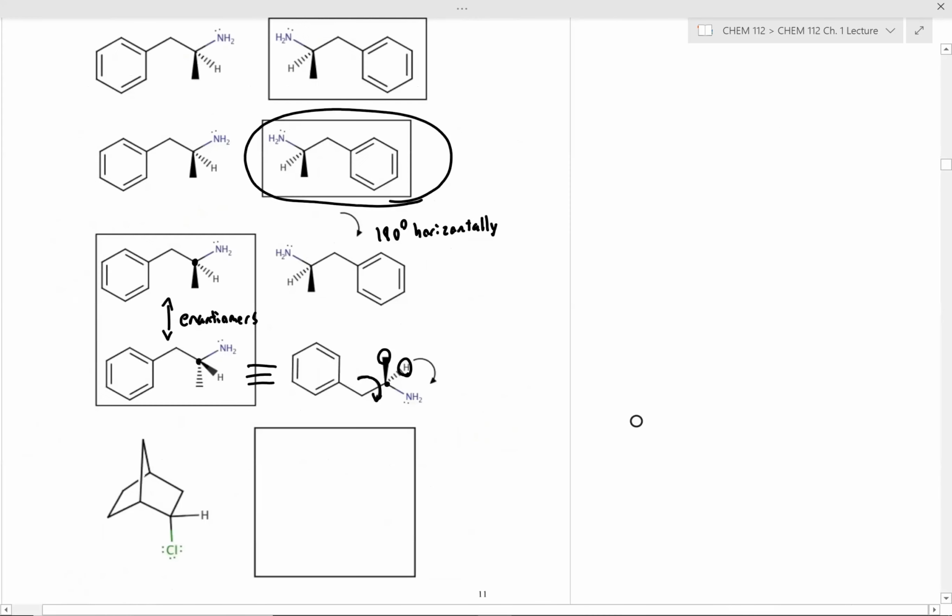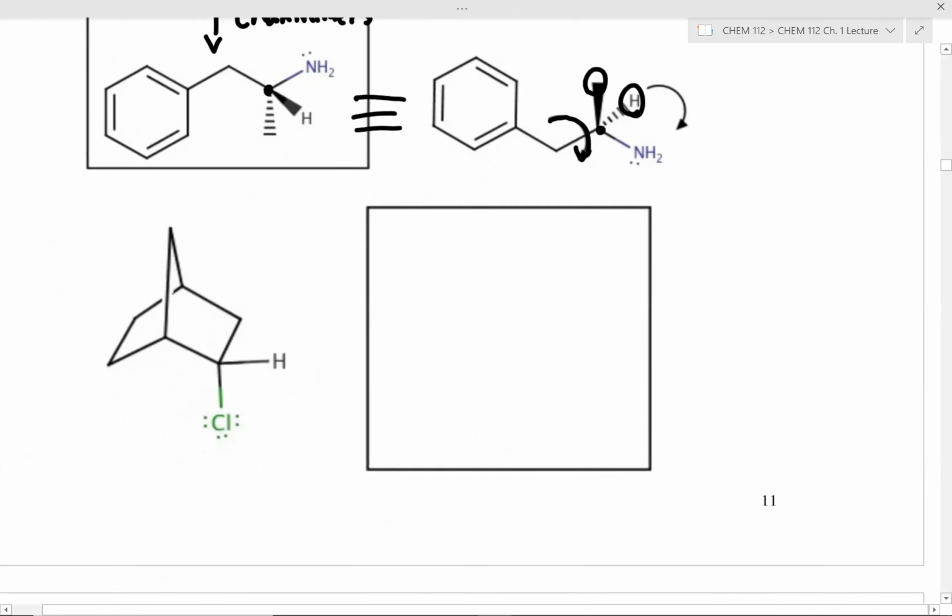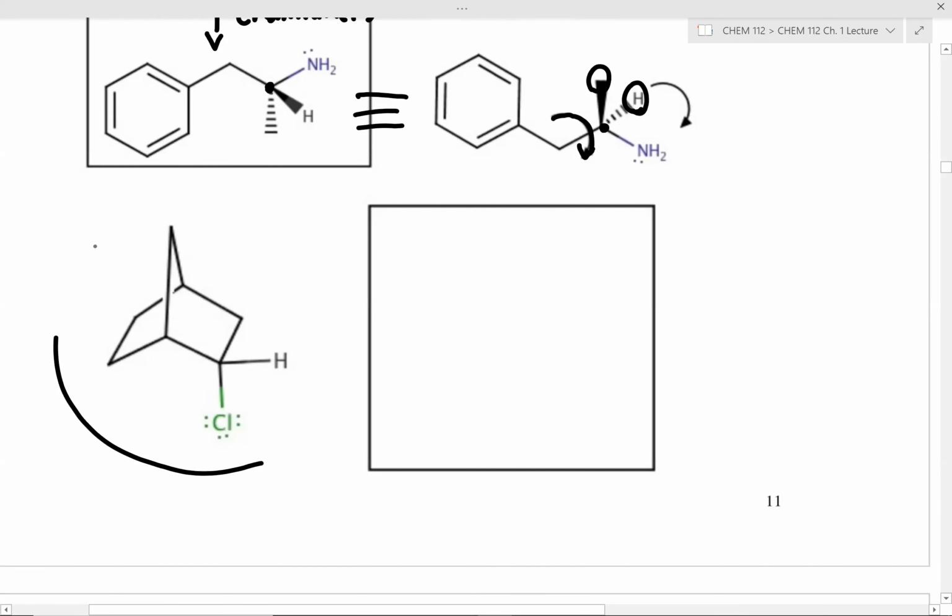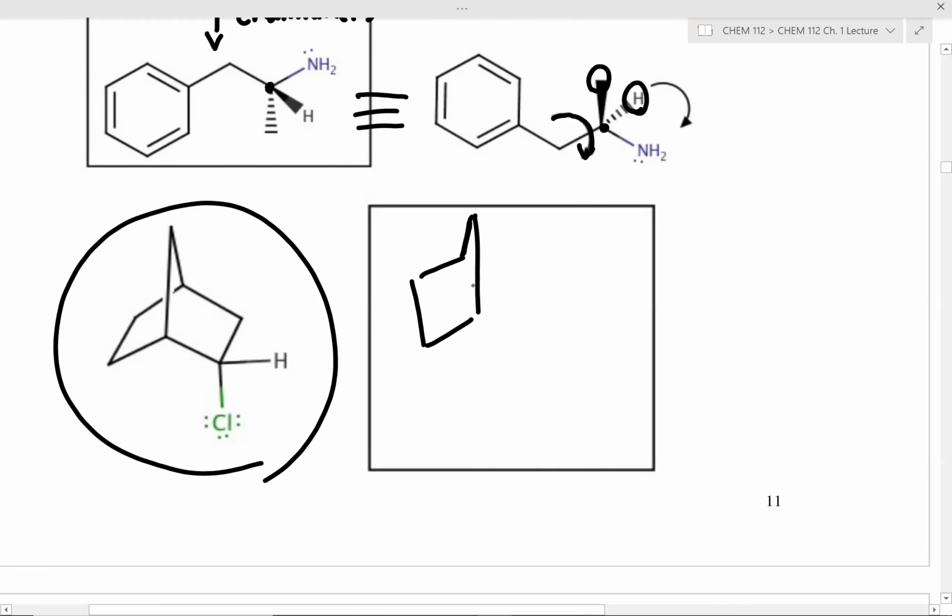So let's now try drawing the enantiomer of the following molecule. Again, if we're using a horizontal mirror plane, you're going to draw your molecule reflected 180 degrees. So you're going to draw the exact horizontal mirror image, keeping the dash wedge notation the same. That would look something like this.